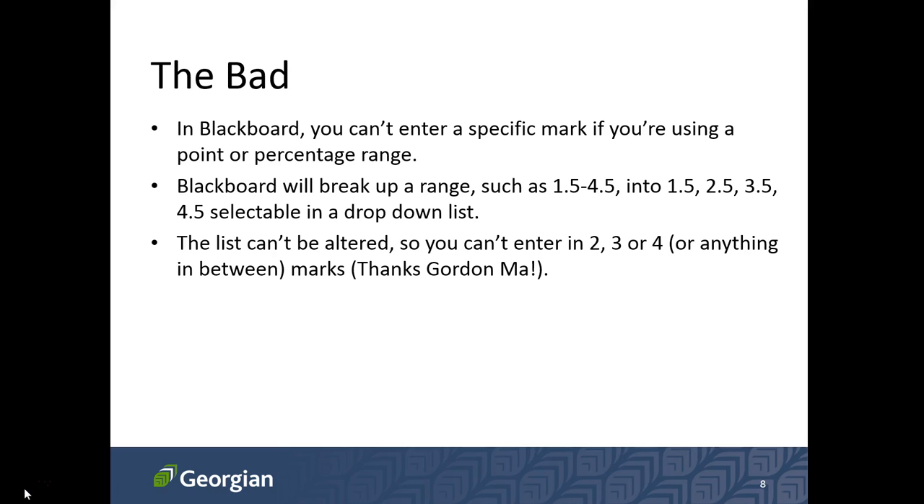Now, this is one of the bad aspects of rubrics that you might want to talk to an instructional technologist about, because they might be able to explain this a little bit more clearly. But in Blackboard, you can't enter a specific mark if you're using a point or percentage range. So if you're using a range, let's say from 1.5 to 4.5, Blackboard will break up that range into 1.5, 2.5, 3.5, and 4.5. It'll give you a drop-down list, and you can select one of those. You cannot give somebody 1.3, for instance, or 2.7. So that list can't be altered. None of those in-between marks will work. So in some cases, that can somewhat tie your hands. So just keep that in mind when you are using rubrics in Blackboard.